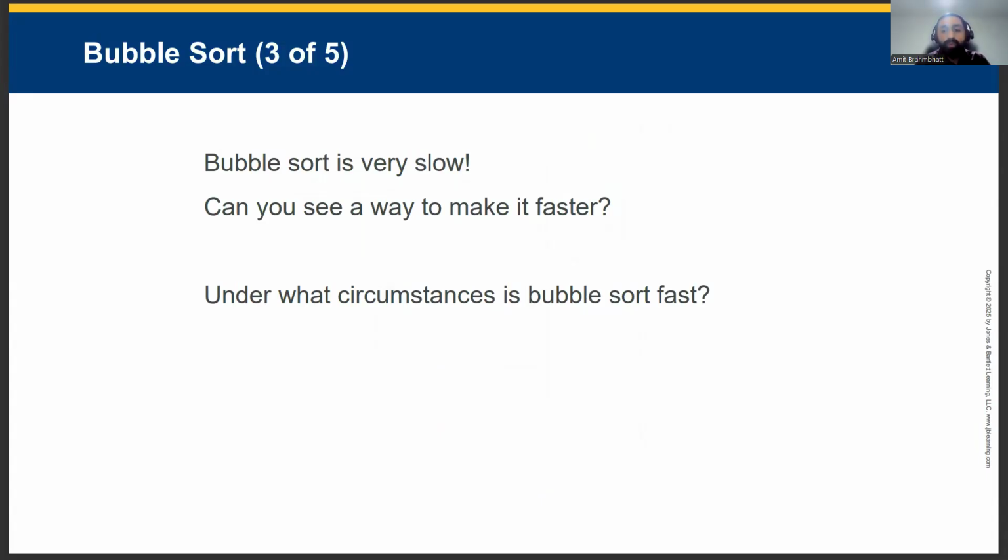Bubble sort is very slow. Why is that the case? Well, it works by repeatedly comparing and swapping adjacent pairs, and each pass only moves an item one position at a time. The algorithm often requires many passes before the list becomes fully sorted. The slide asks two critical questions. Can you see a way to make it faster? And under what circumstances is bubble sort fast?